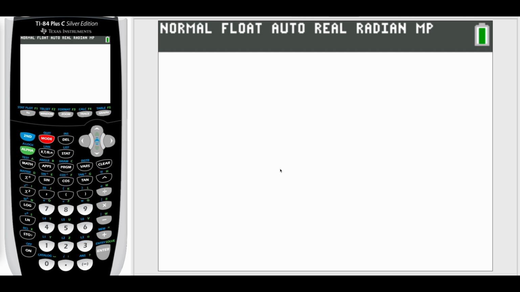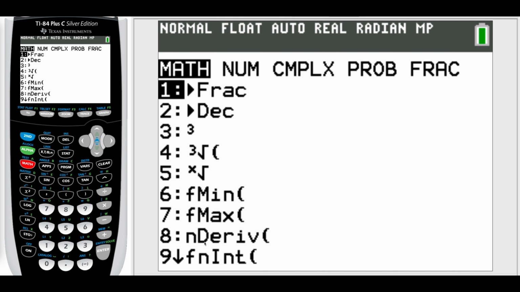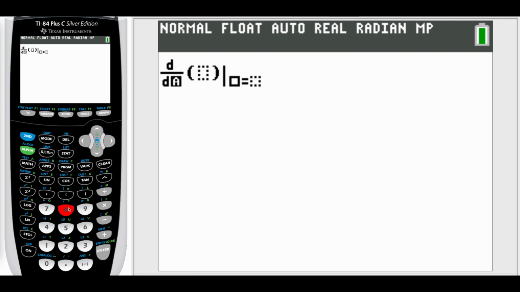First, on the home screen, say I wanted to figure out the derivative of x squared at x equals 3. What you can do is hit Math 8. The eighth choice is nDeriv. You can scroll down and hit enter on that eighth choice if you want, but it's easier just to hit Math 8. So just remember that Math 8 is your friend when you're trying to find the derivative at a point.